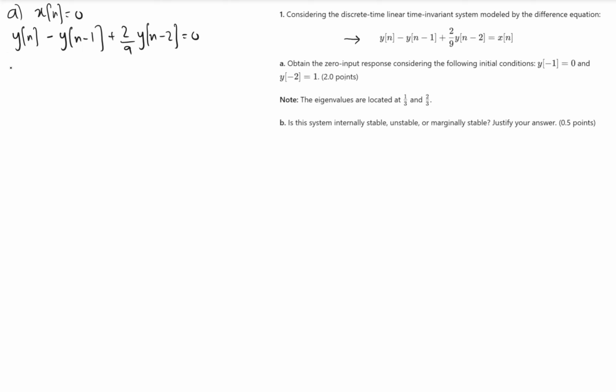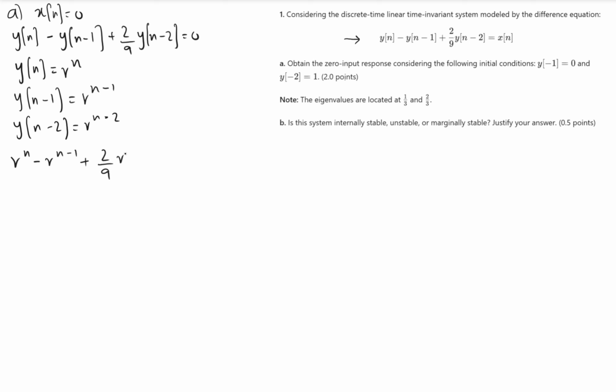Now from this equation, we can write the characteristic equation, and what we need to do is put y of n equals r to the power n. So when y of n is r to the power n, that means y of n minus 1 will be r to the power n minus 1. I put n minus 1 in place of n. Similarly, y of n minus 2 will be r to the power n minus 2. So I can put all these values in the above equation. It becomes r to the power n minus r to the power n minus 1 plus 2 by 9 r to the power n minus 2 equals 0.